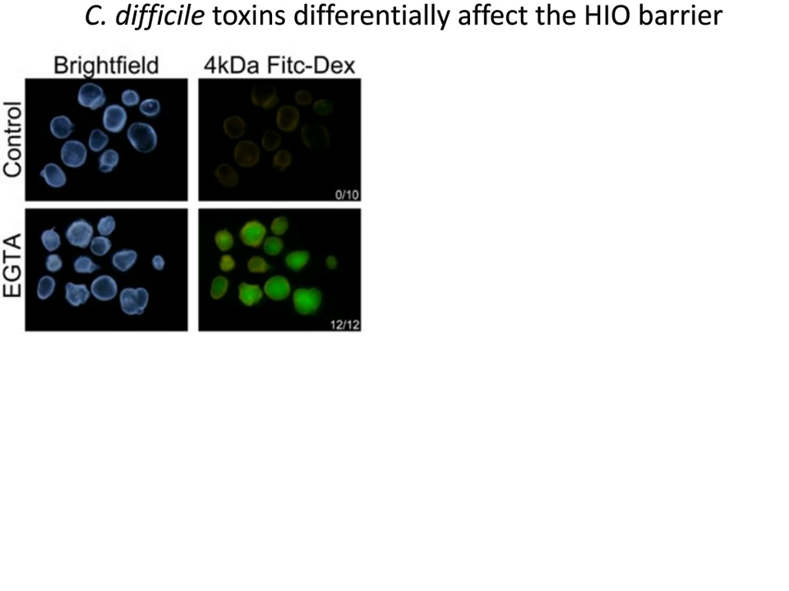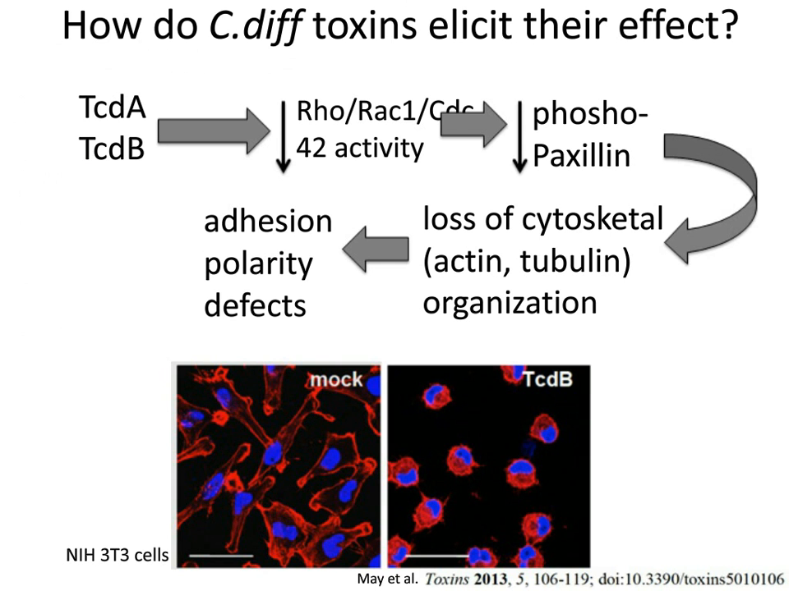The way that the toxins work is that they decrease Rho, Rac, and Cdc42 activity, which decreases phosphopaxillin, causing a loss of cytoskeletal integrity and leading to adhesion and polarity defects. What you can see here from published data from others is that in a fibroblast cell line, NIH3T3 cells, these cells normally grow as individual cells on the plastic of a tissue culture dish, and they're spread out. When you add one of these toxins, they very rapidly have cytoskeletal abnormalities, leading the cells to round up. They'll eventually delaminate from the tissue culture dish and die.